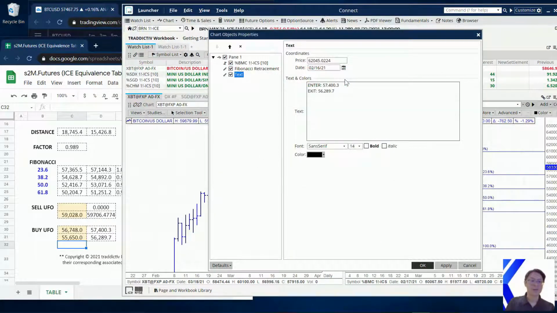So here the equivalent entry and exit points is 57,400.3 and 56,289.7, and your target, we said was going to be 59,706.5, and your risk reward set is about 2.1.